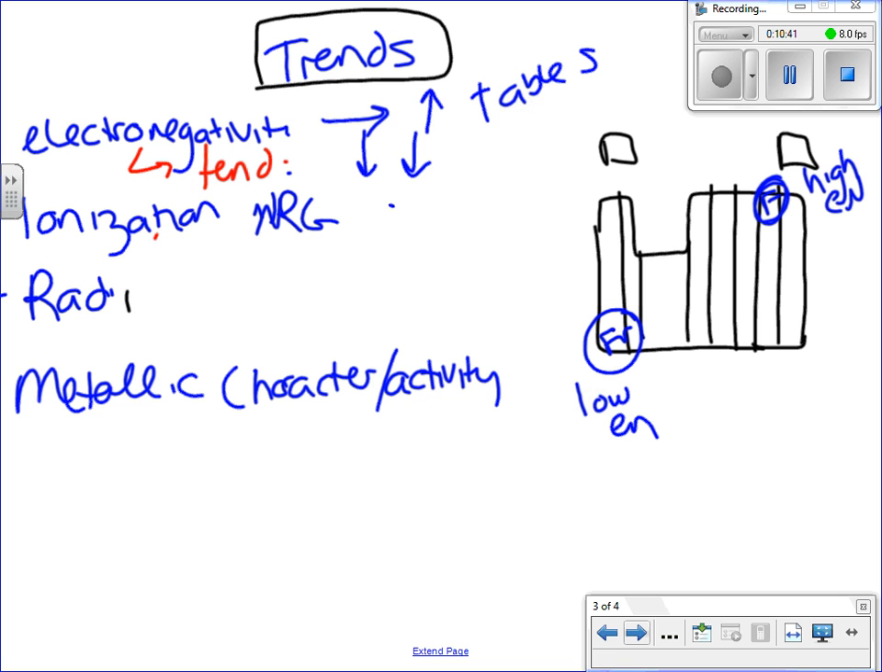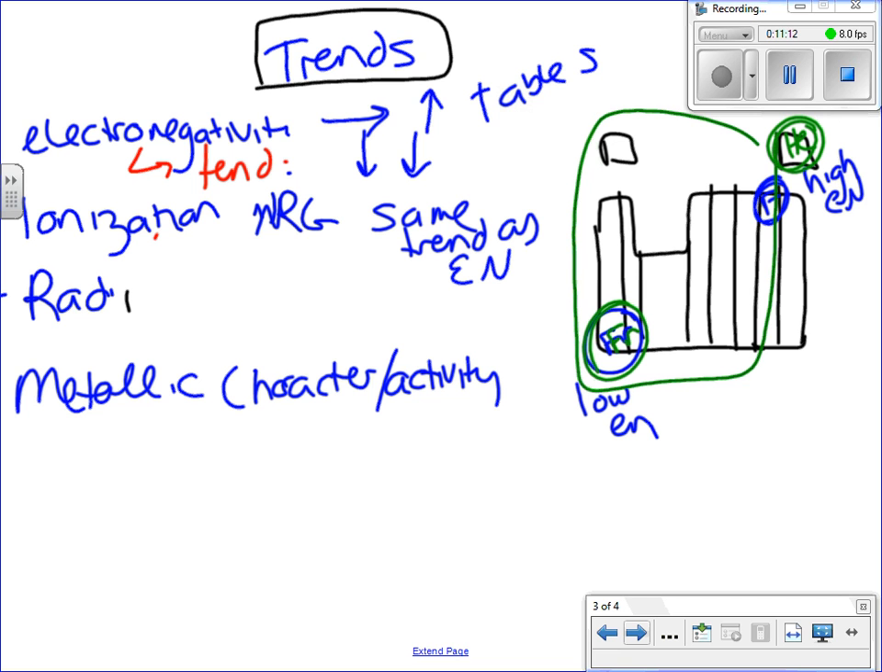Ionization energy has the same trends as electronegativity. Okay? Ionization energy and electronegativity have the same trends. However, your highest ionization energy is going to be up here in helium, and your lowest is still here at francium. Okay? Why does helium have the highest ionization energy and not fluorine? Because helium doesn't have an electronegativity. Okay? So when we look at electronegativities, we're really looking at this part of the periodic table.